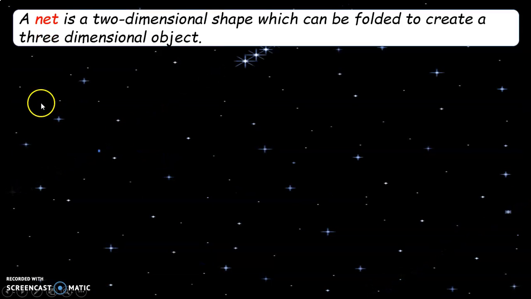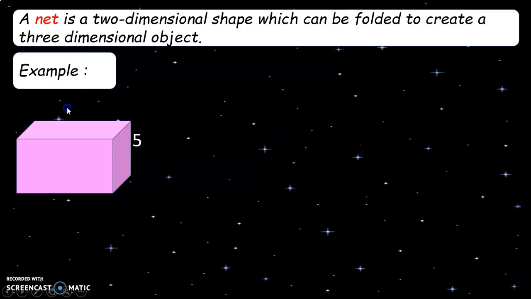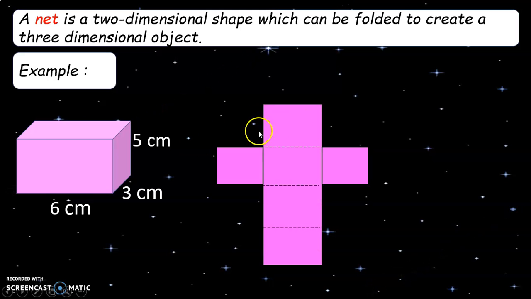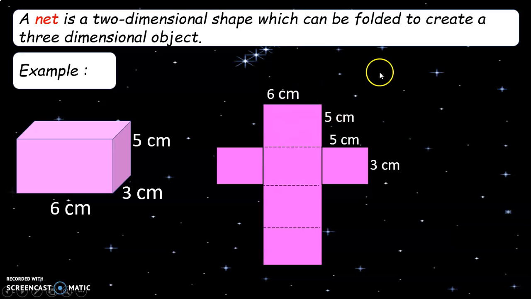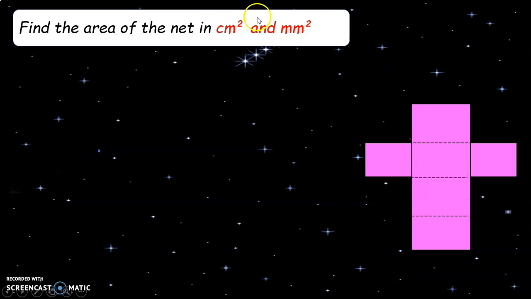Okay. In this topic, a net is a two-dimensional shape which can be folded to create a three-dimensional object. So, for example, this is a cuboid which has a height of 5 centimeters, a width of 3 centimeters, and a length of 6 centimeters. If we open it, this will be the net of the cuboid, and the measurements will be like this.